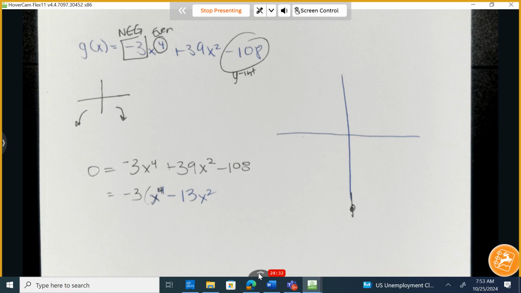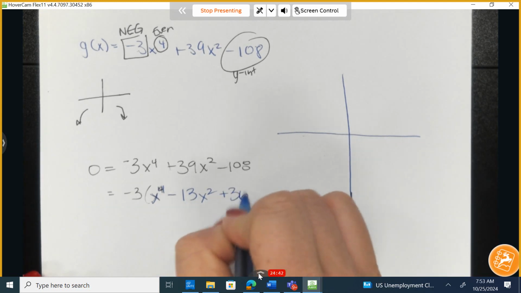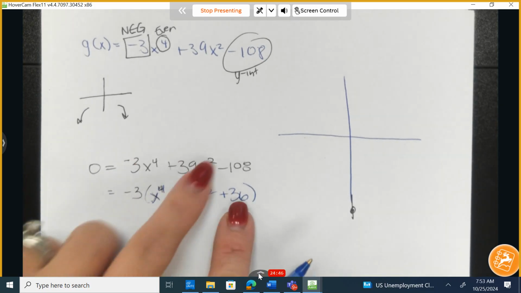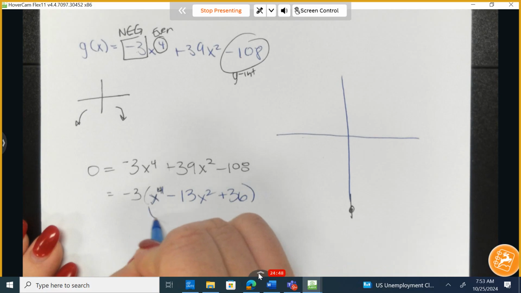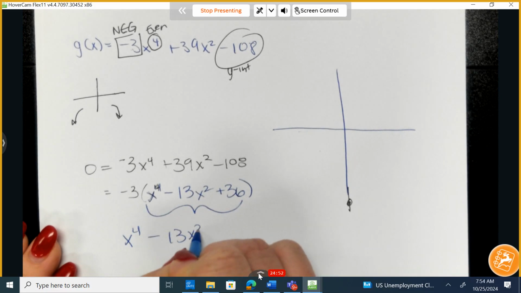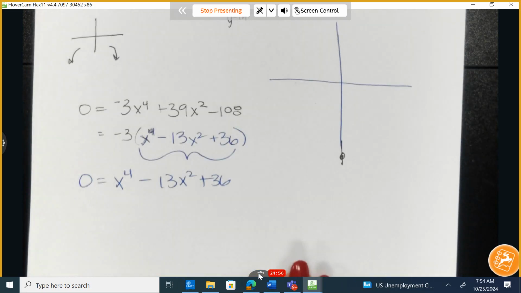108 divided by 3. Anybody want to shout it out for me? Is it 36? Is that correct? Now let's make sure I didn't make any mistakes here. I distribute, that's correct. I distribute, that's correct. I distribute. Okay, here's what I need. I need you to set this trinomial equal to 0 and see how you can solve this. I bet you can solve by factoring.